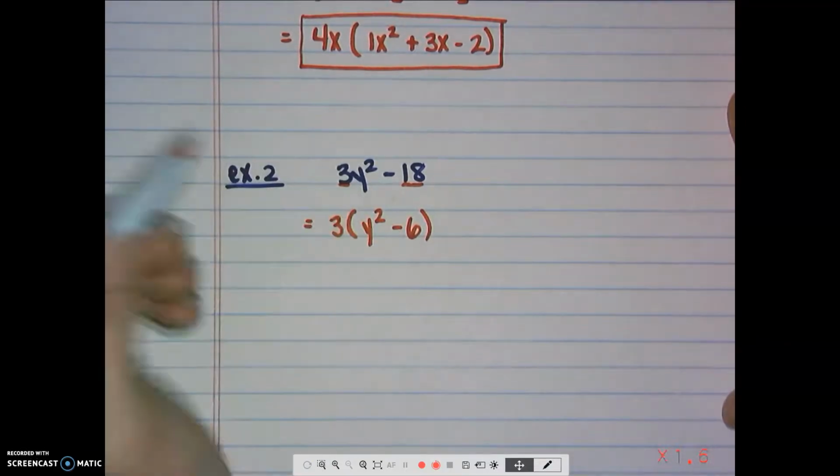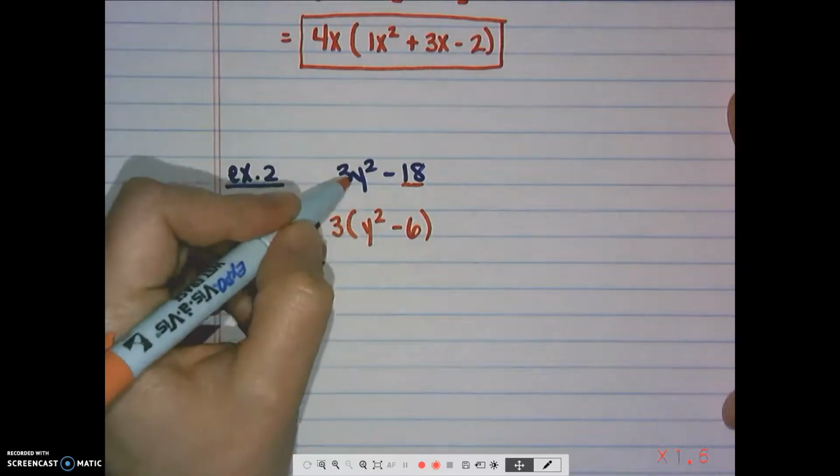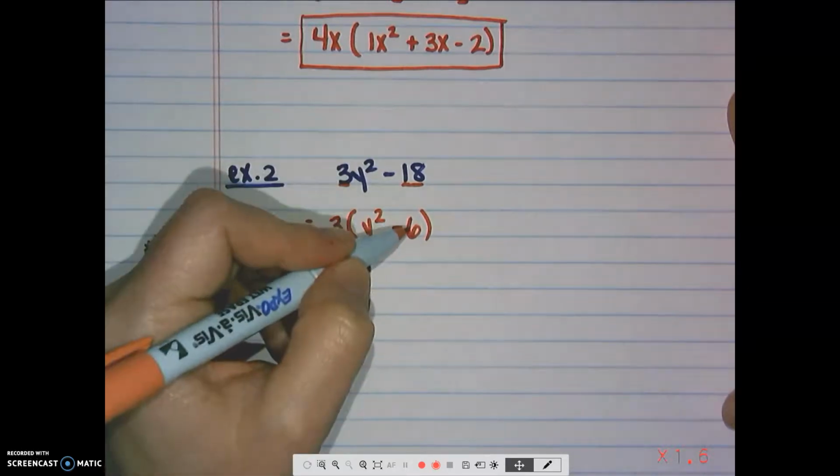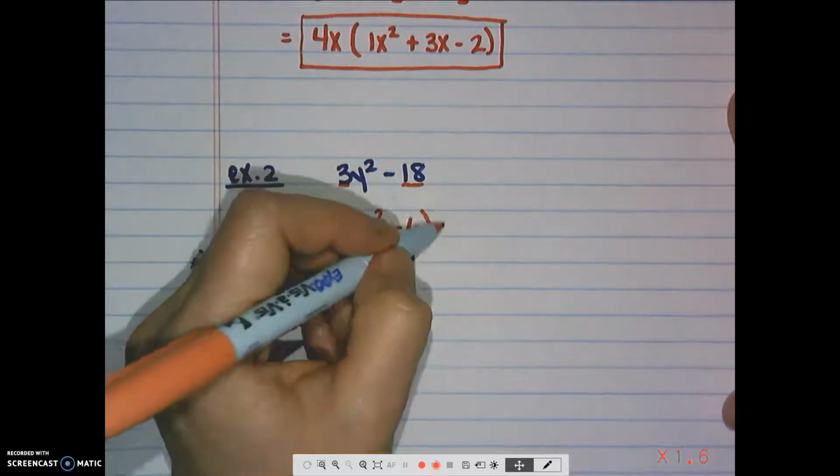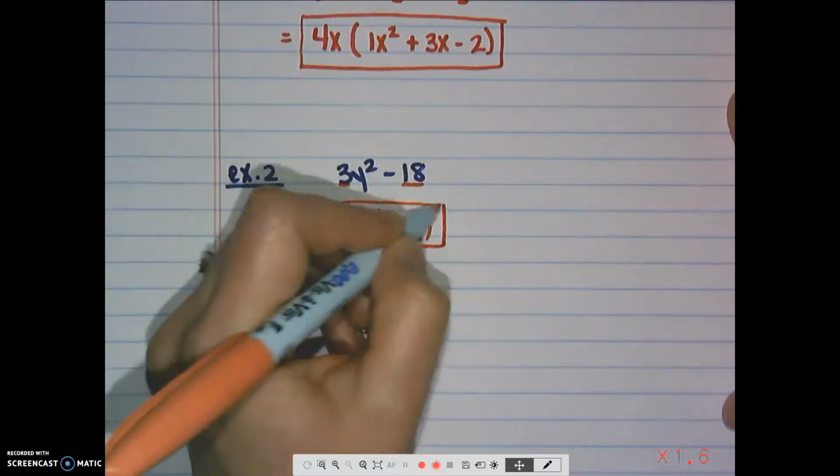We could distribute that back in and double check it. So 3 times y squared is 3y squared. 3 times negative 6 is negative 18. So we are good to go. Okay.